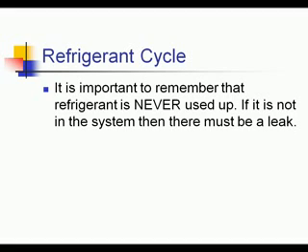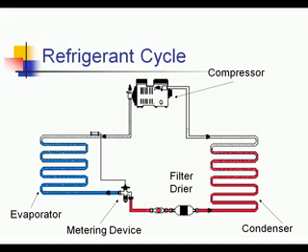The saturation point is the point at which the refrigerant is 100% liquid or 100% vapor. The liquid saturation point is in the condenser. The vapor saturation point is in the evaporator. It's important to remember that refrigerant is never used up. If it is not in the system when you go looking, there must be a leak.